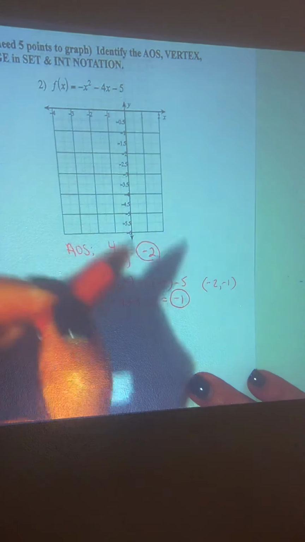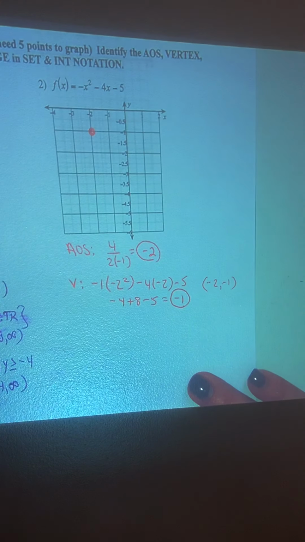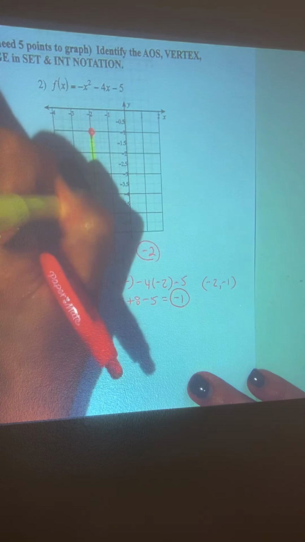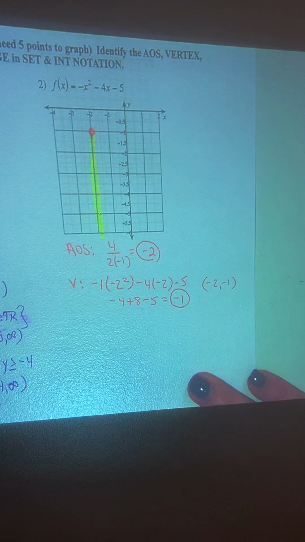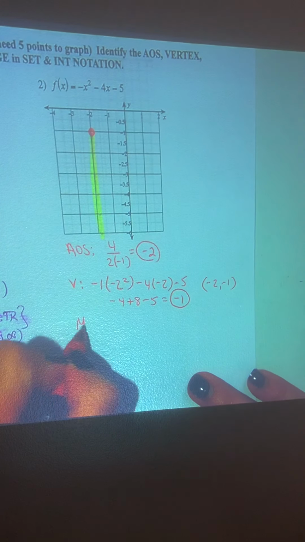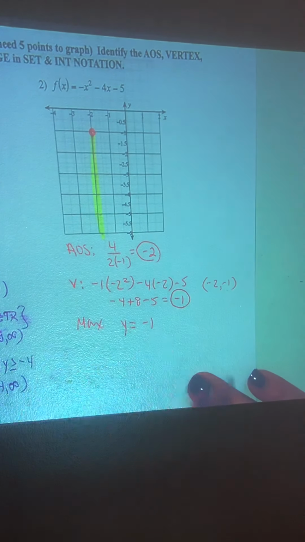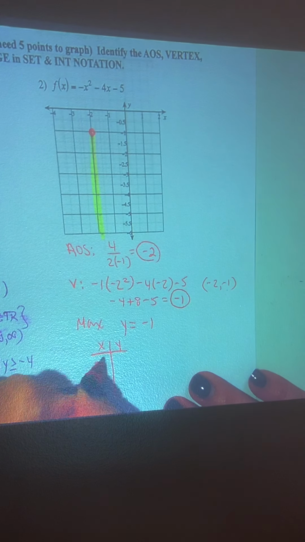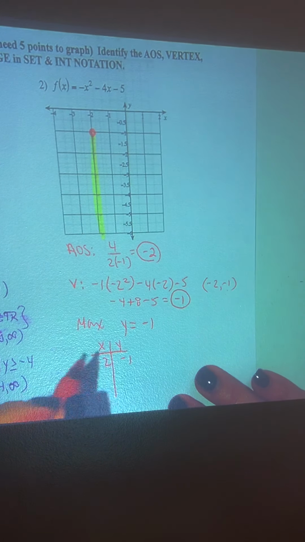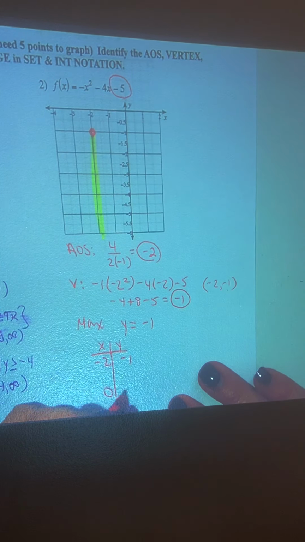And the second we plot that, we draw our lovely axis of symmetry. It's really uneven, sorry. And let's see, it's going down, so it's a max. The max value is y equals y by the vertex, -1. Draw our xy table. We have vertex, -2, -1. Our y-intercept, 0, -5.